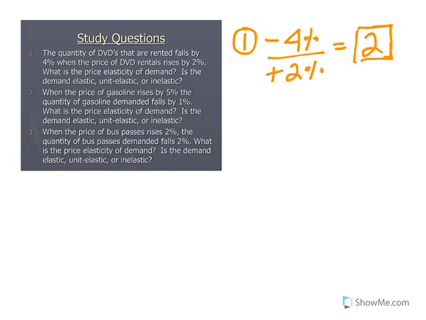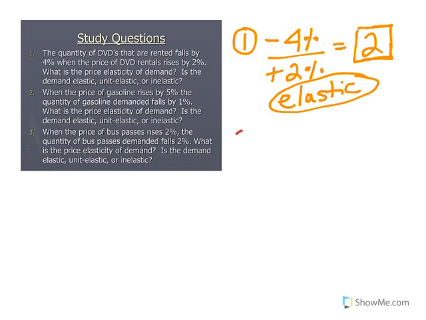Therefore, we know the demand for DVDs is elastic because we came up with a value that is greater than 1. And of course that makes sense because DVDs are not the only form of entertainment that we have. There's a lot of other things that we could do to entertain ourselves. So because there's a high number of substitute goods, it makes sense that DVD rentals would have more elastic demand.